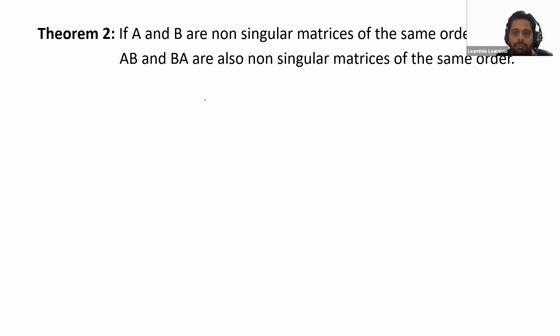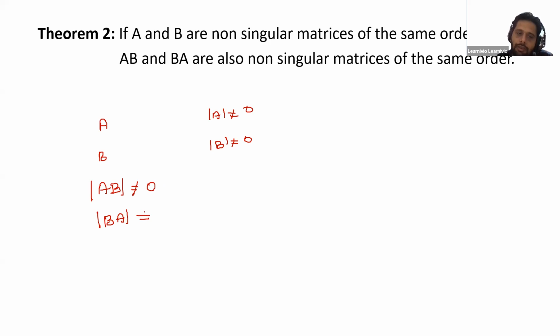So first of all, Uni, what are non-singular matrices? Sir, whose determinant is not 0. Very good. Whose determinant is not equal to 0. So if we have two matrices A and B, and we know that the determinant of A is not equal to 0 and the determinant of B is also not equal to 0, and we multiply AB and find the determinant, this will also be not equal to 0. Similarly, if we find BA and its determinant, this will also be not equal to 0.